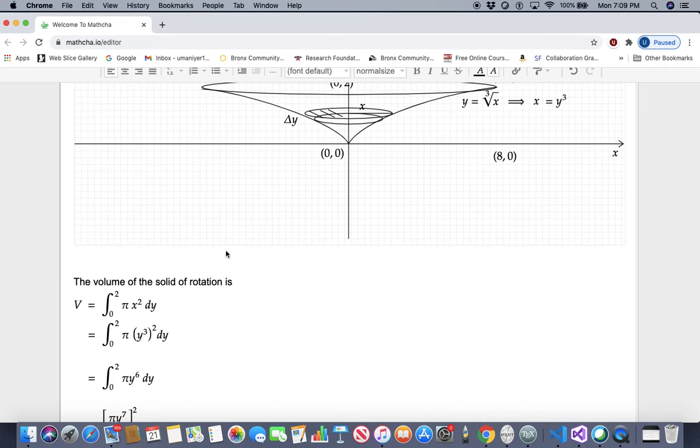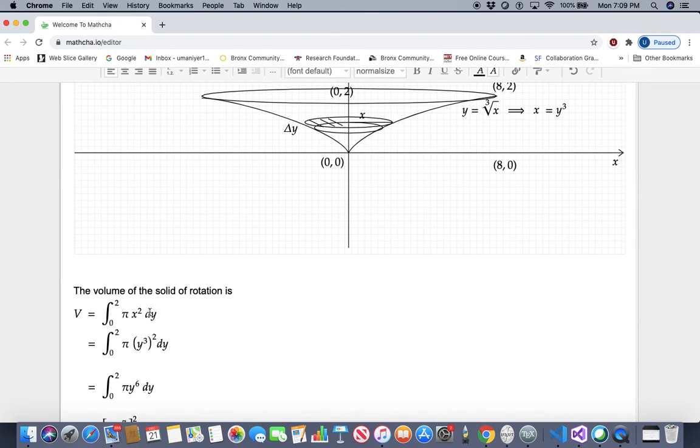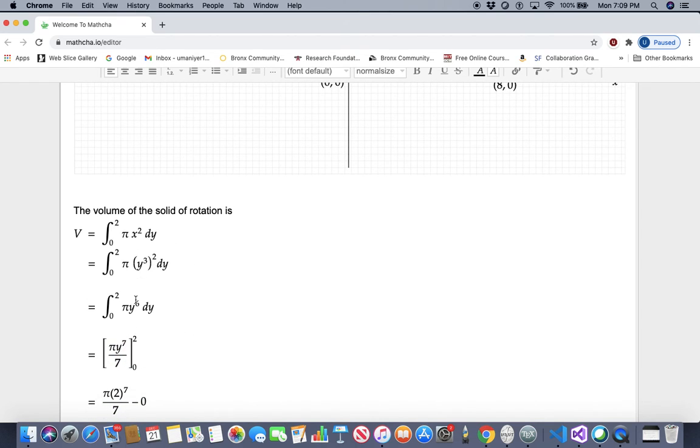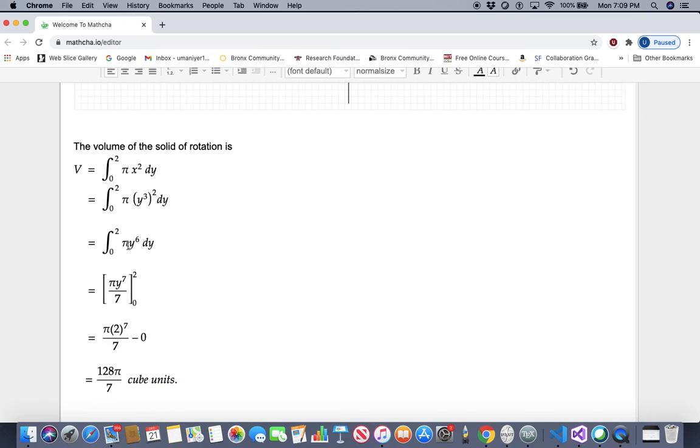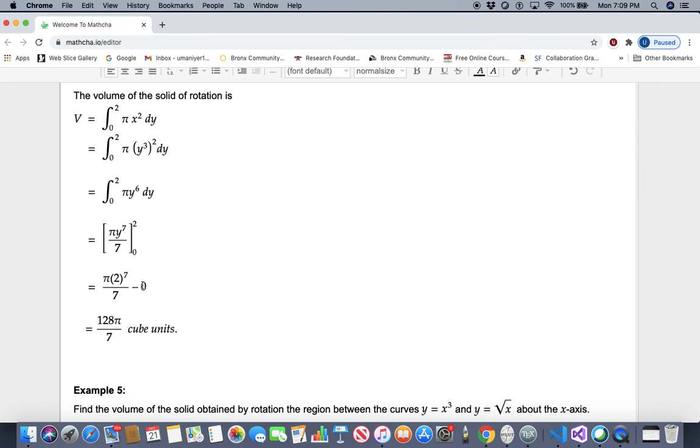So this volume is the integral from 0 to 2 of the cross-sectional area, pi x to the power 2, that is pi y cubed to the power 2, right? x is y cubed. So that's y to the power 6. The antiderivative is y to the power 7 over 7, with limits 0 to 2. Substituting, you get 128 pi over 7 cubic units.